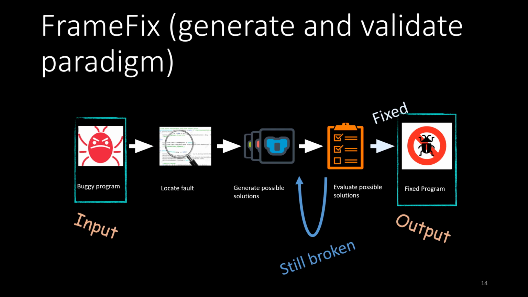FrameFix is a technique in the generate and validate paradigm. Shown here is a high-level overview of that process. The repair technique, in this case FrameFix, takes in a buggy program as input. It then locates the fault inside the program and generates possible solutions for that fault. It'll then evaluate those possible solutions to determine if it needs to generate more, if it didn't fix the issue, or if it fixed the issue, producing a fixed program. If the generate and validate paradigm never produces a fixed program, it'll eventually time out at some point.